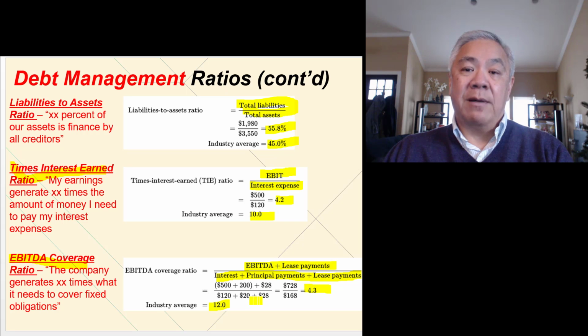The number, when we go through the information, is 4.3 for MicroDrive versus 12 for the industry overall. So, yet once again, we've got another indication that MicroDrive cuts things a little more closely and therefore may be a concern in terms of its ability to pay its bills, particularly to its landlords and to its lenders.